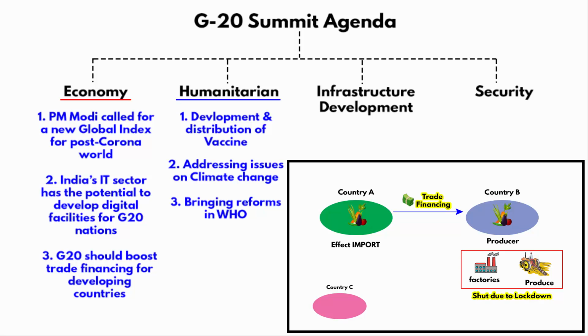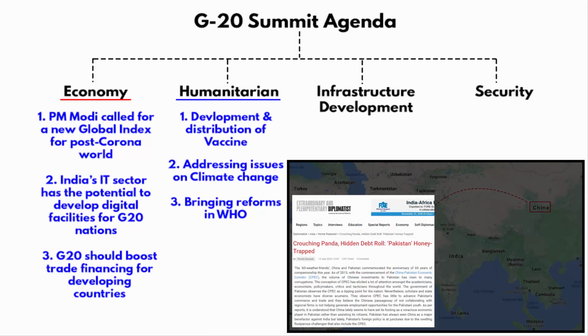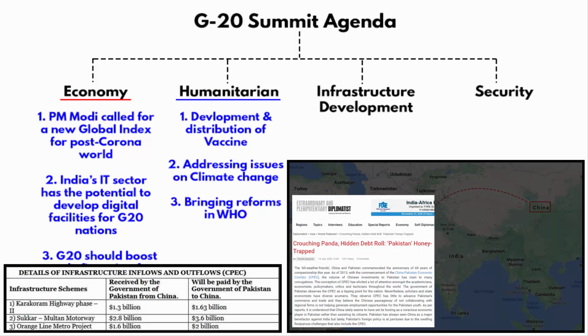Of course, this also has a negative side. Trade financing can also make the developed countries control the production side of country B. Developing nations can fall into a debt trap. A classic example to make you understand this is China. China invested heavily in Pakistan. Today, Pakistan is in a debt trap. Infrastructure projects are being set up by the government of Pakistan, and thus the burden of repaying Chinese loans for them will be on the government's shoulders.